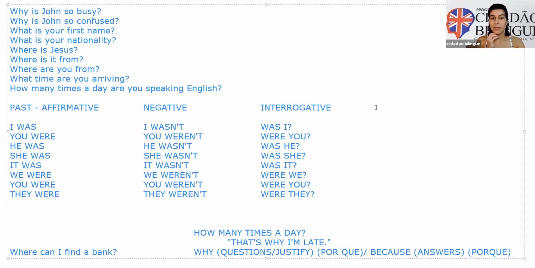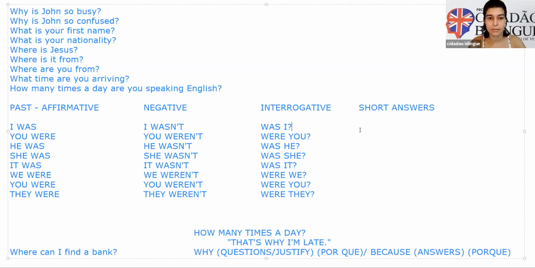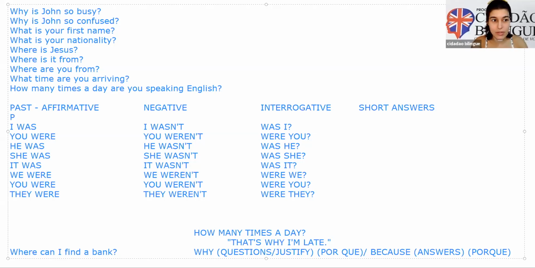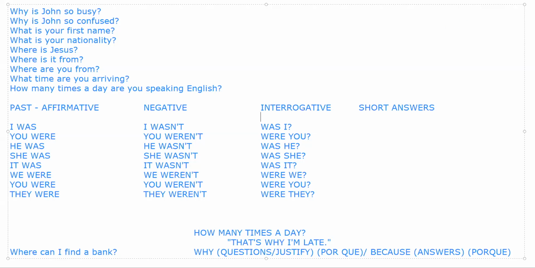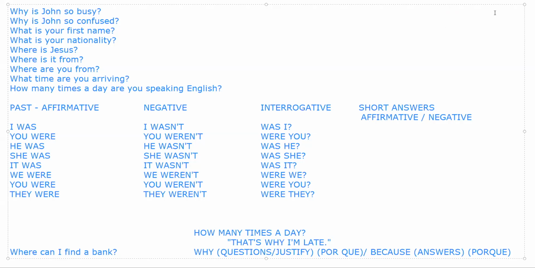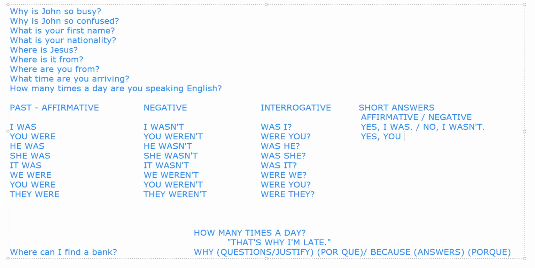All right. Short answers, you guys. Short answers now, okay? We're going to do differently. Affirmative, and then negative. Okay? So, yes, I was. Como Bianca falou, yes, I was. E? No, I wasn't. Very good. Okay. Next. Yes, you were. No, you weren't. Okay, very good.